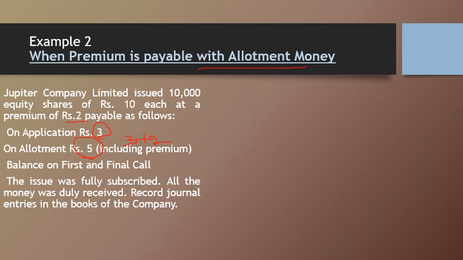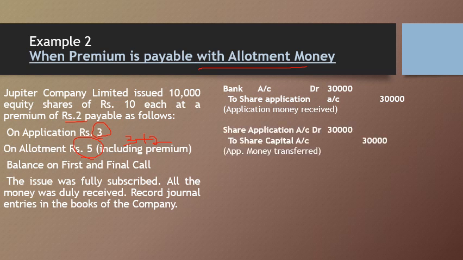So let's see how we can record this transaction. First they will be receiving application money of rupees 3 per share on 10,000 shares. So bank account to share application, money received for 10,000 shares at rupees 3. Then they will be transferring this share application to the share capital account, the same amount.